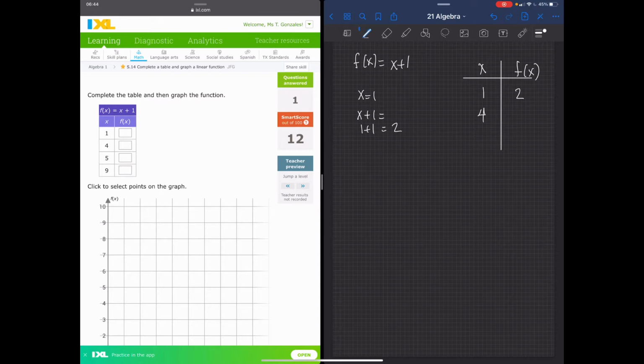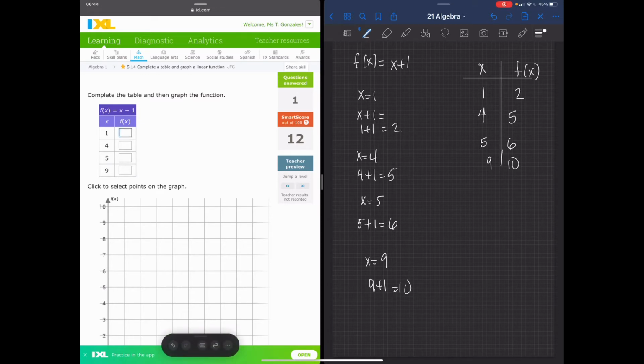And I have 4. X equals 4. So 4 plus 1 equals 5. X equals 5. 5 plus 1 equals 6. So I get 5 and 6. X equals 9. So 9 plus 1 equals 10. So it's 9, 10. All right.